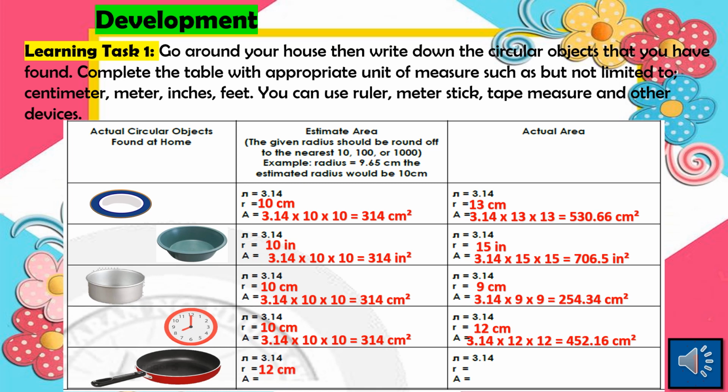And the last example is the fan. The radius is 12 centimeter. Then the area will be 3.14 times 12 times 12, so that is equivalent to 452.16 square centimeter. And the actual radius is 15 centimeter. So that means 3.14 times 15 times 15 equals 706.5 square centimeter.